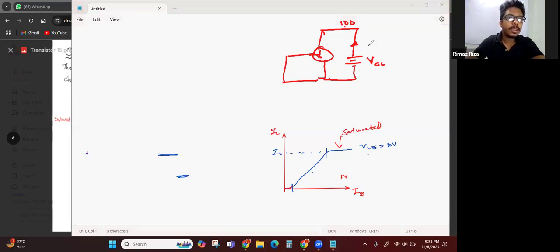Now this battery pushes the charges at some rate. Let's say it pushes some current. And then here we have the BE junction. It's like a gate, like a tap. For example, you can think like this.